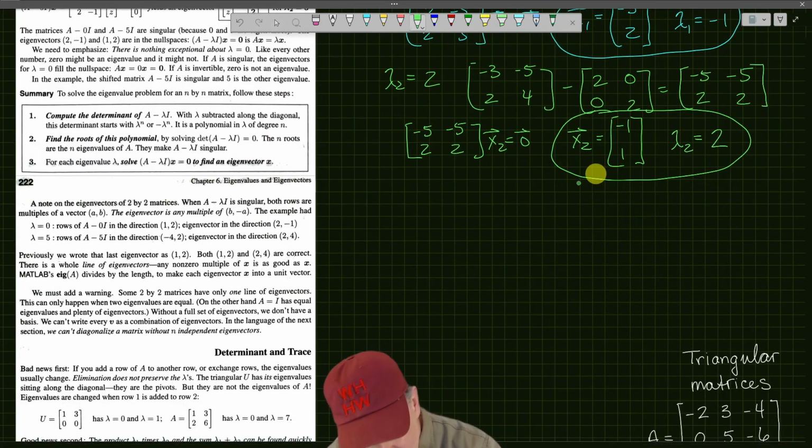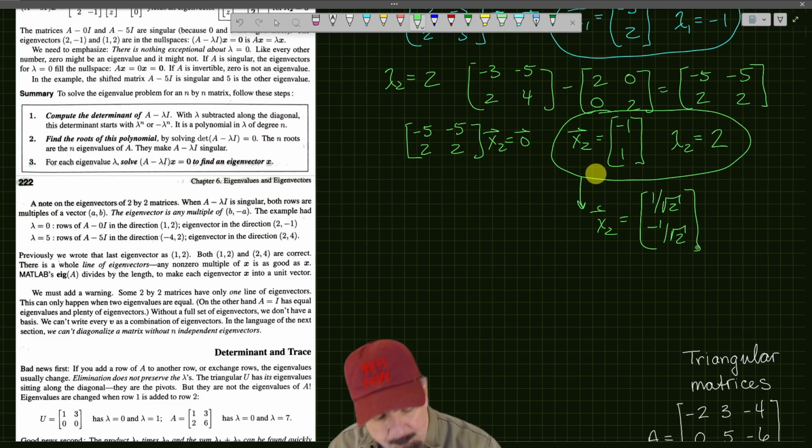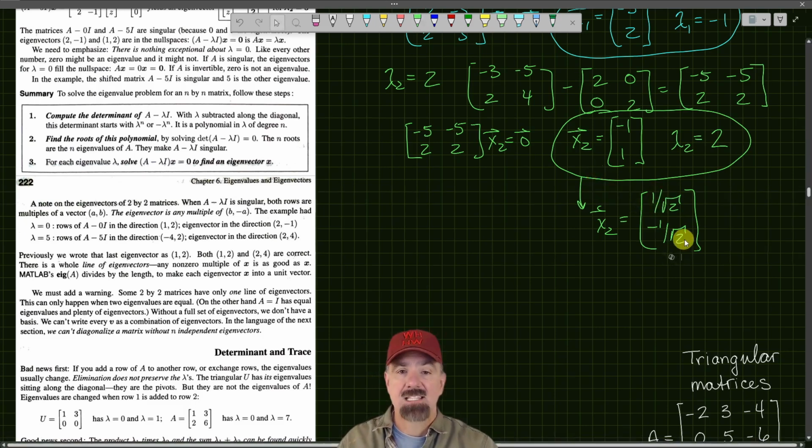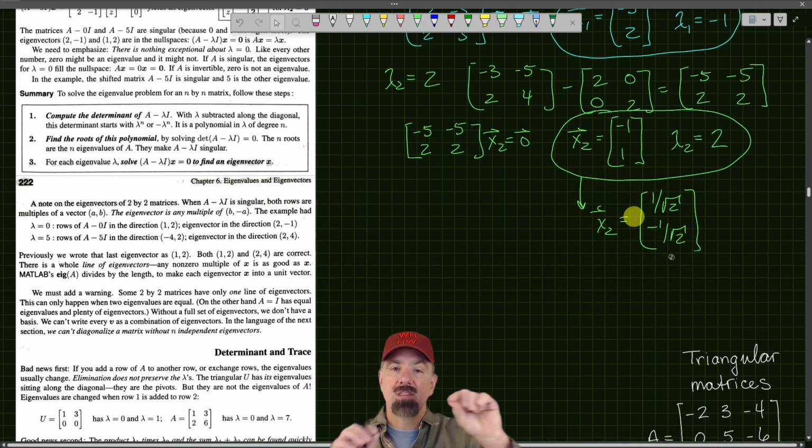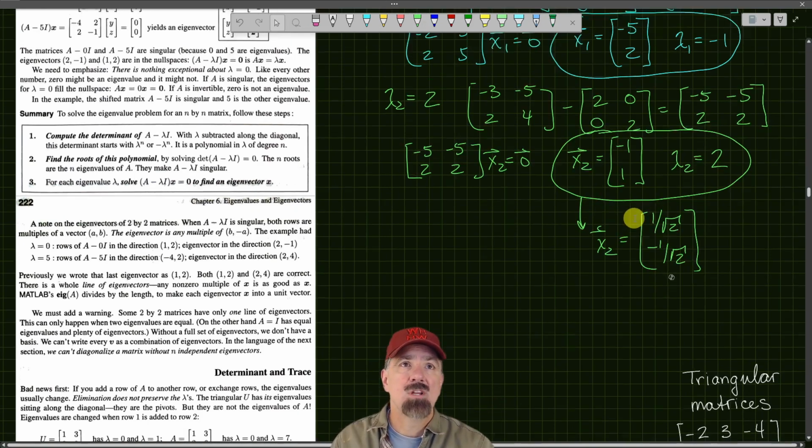Most software, like if you did this in MATLAB, would give you x2 is equal to 1 over the square root of 2, minus 1 over the square root of 2. Because that is the same eigenvector. It lies along the same invariant subspace. So this is how we do the calculations.